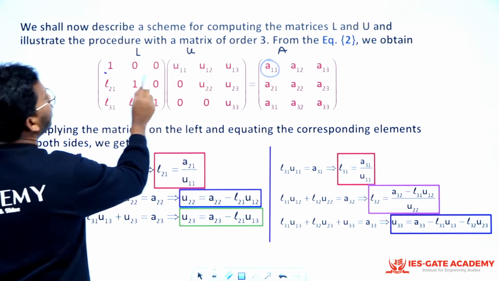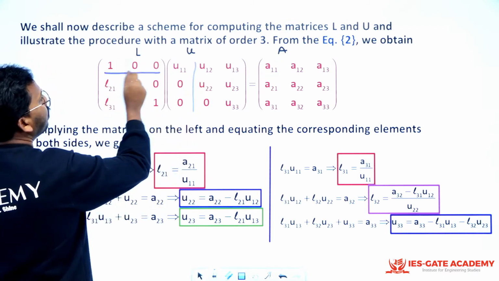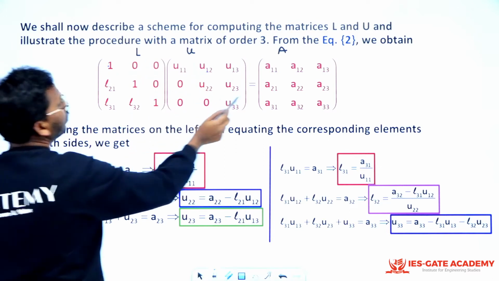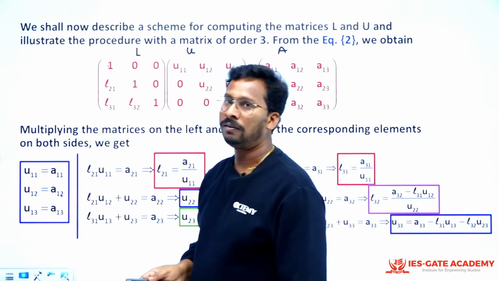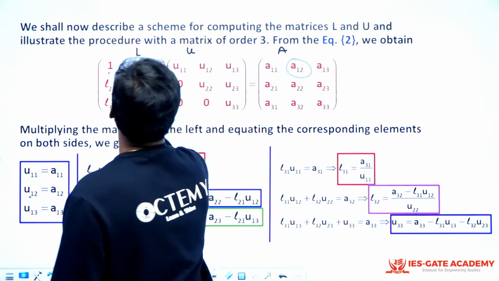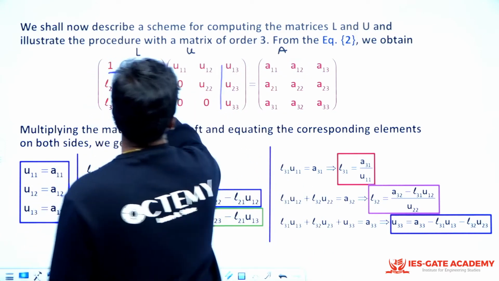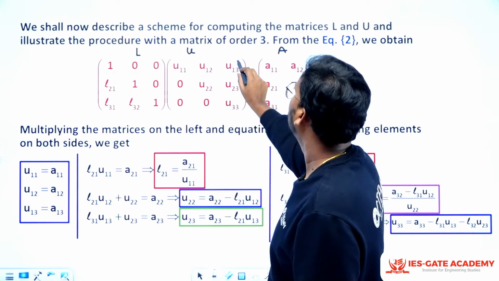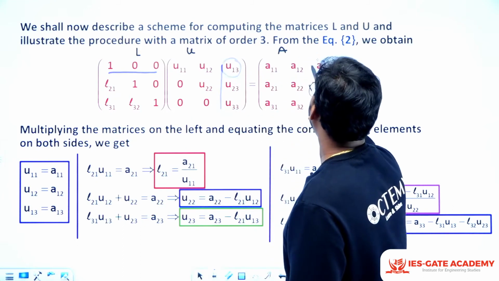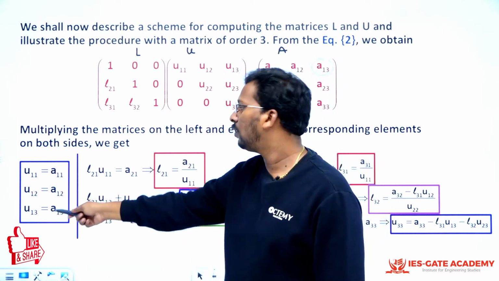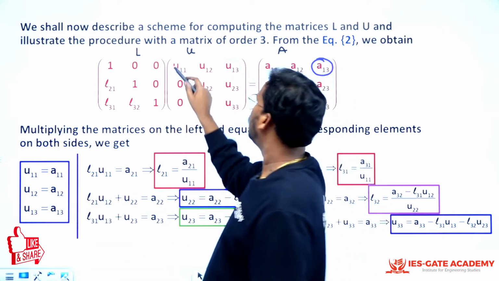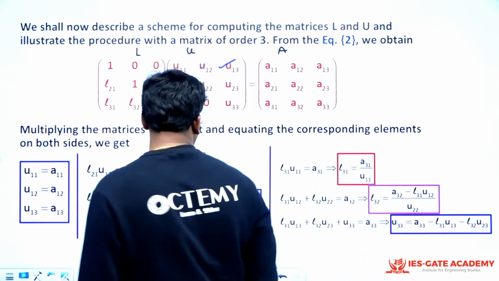Similarly, this into this, you will get 1 into U12, plus 0, 0. That should be equal to A12. So U12 is equal to A12. Similarly, this into this, the 0, 0 will cancel away. You will get U13 into 1 is equal to A13. So you got your first row elements here. This is known, this is known, this is known.